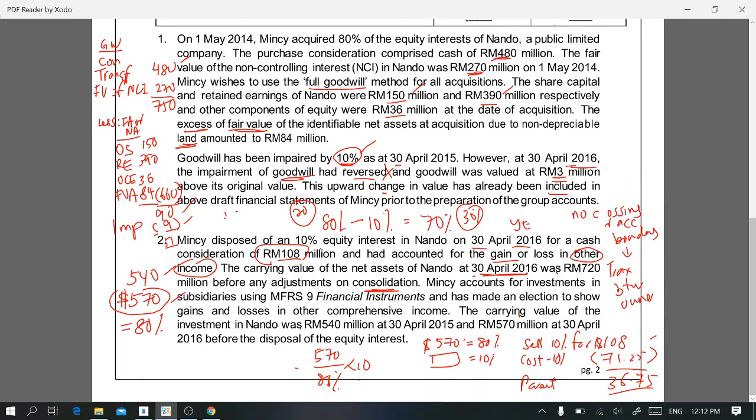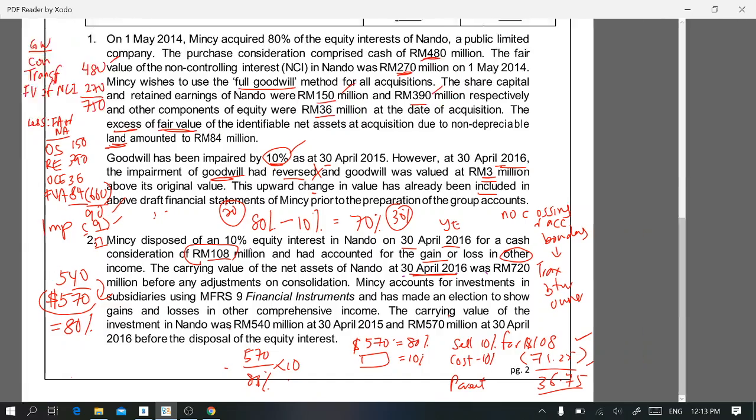Adjustment number 2, we adjust two things. From the individual company parent's book, they recognize the 30 increase in the value, but for consol purpose it must be taken out. So the 30 record is correct individually, but for group take it out. Then from the 570 they sell 10% for 108 at a cost of 71.25. Take out also the 36. For consol purpose we take it out. Individually in the parent's book it is okay. Consol, take it out. Okay, next.